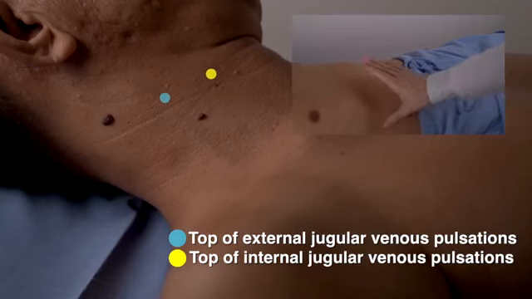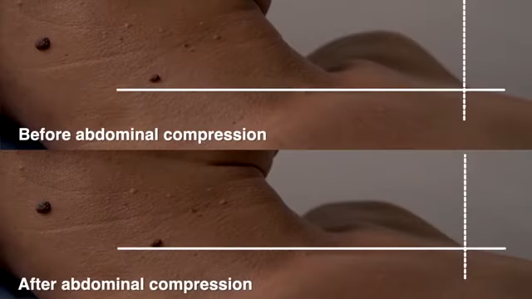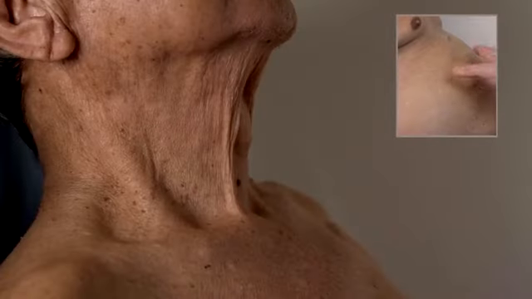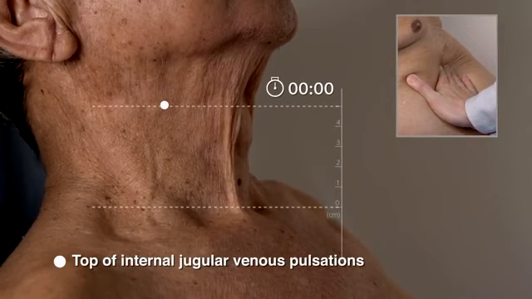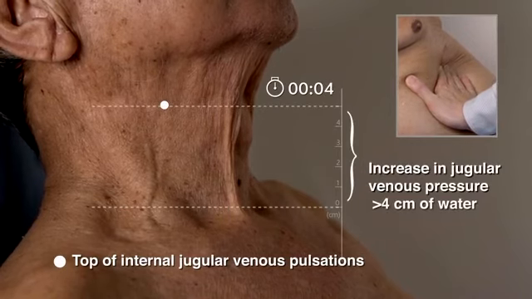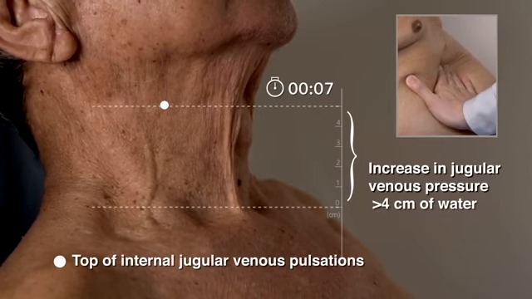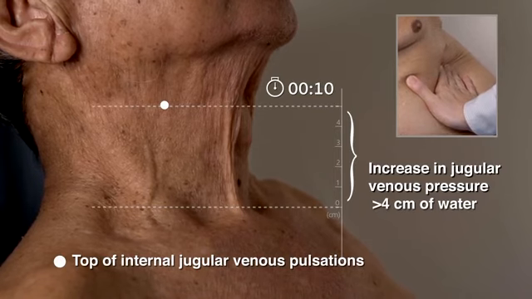Measure the pressure in centimeters of water. Compare this measurement with the previously obtained measurement of the jugular venous pressure. Note for how many seconds the increase in the jugular venous pressure is sustained. The abdominojugular reflex test result is abnormal when the increase in the jugular venous pressure is more than 4 centimeters of water and is sustained for the entire 10 seconds of abdominal compression. An abnormal abdominojugular reflex test result indicates that the right atrial pressure is elevated.